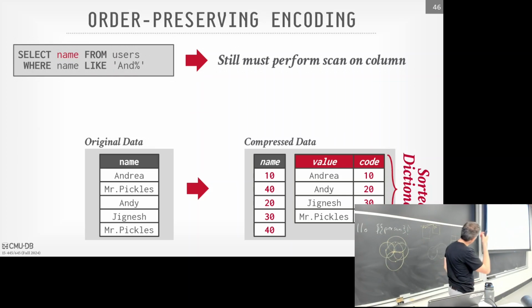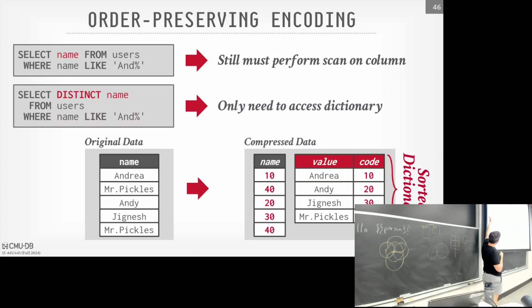So for some queries, if I actually have to get the original value back, I have to go to the columns. But if it's like, give me all the distinct names, I can just do that directly on the dictionary. Yes?